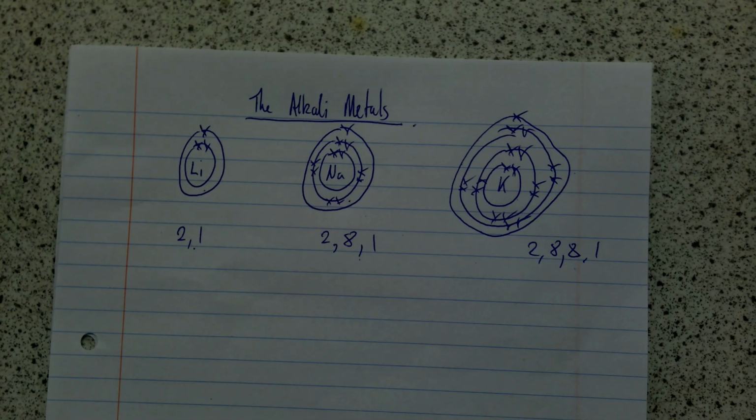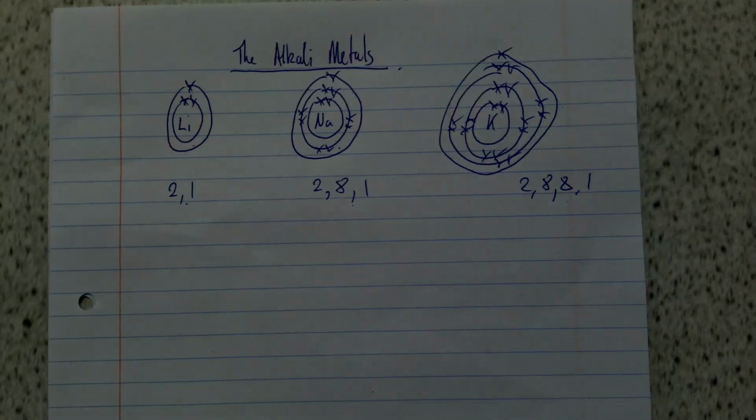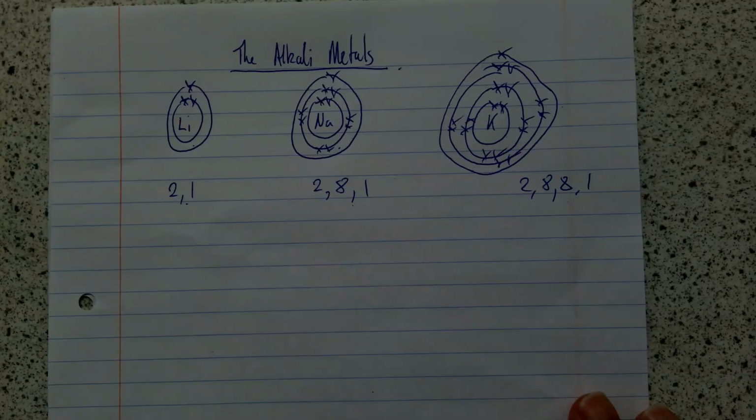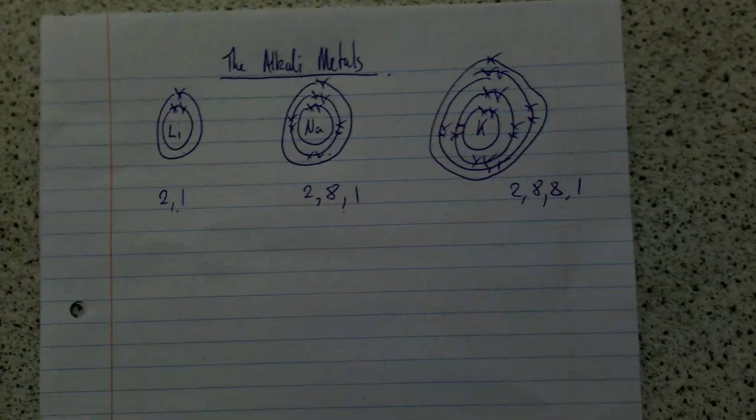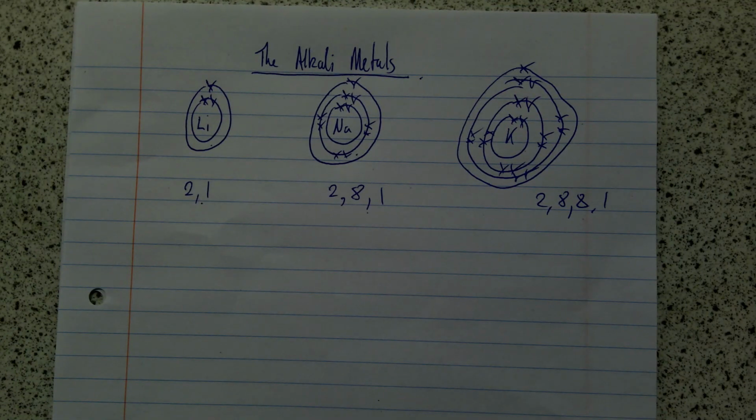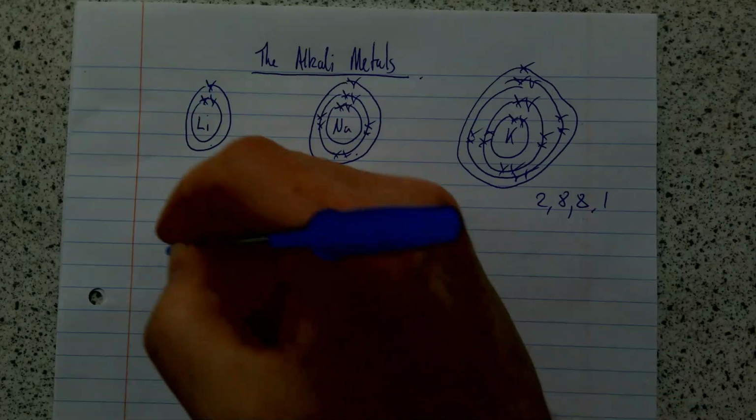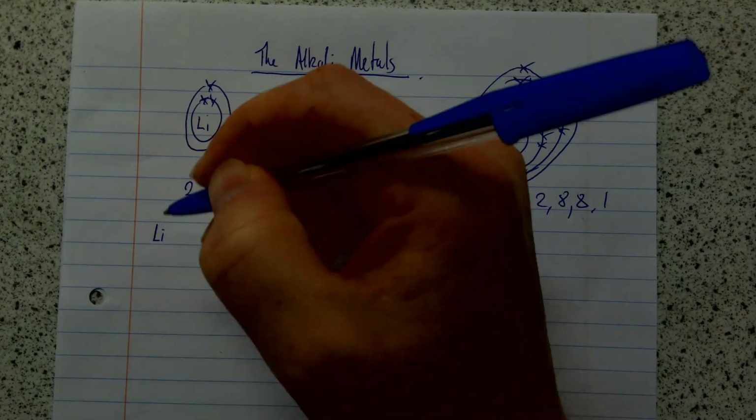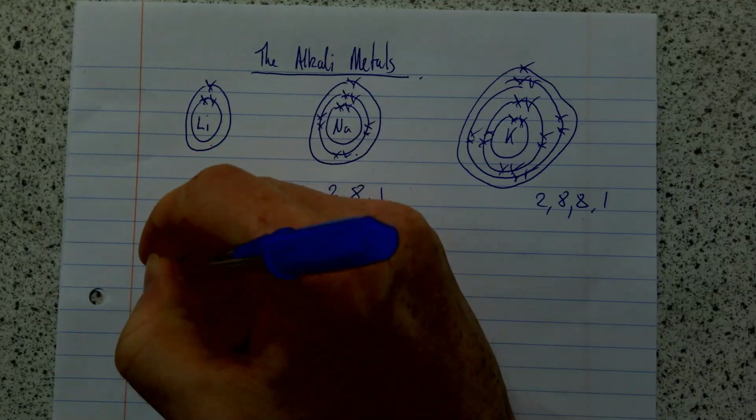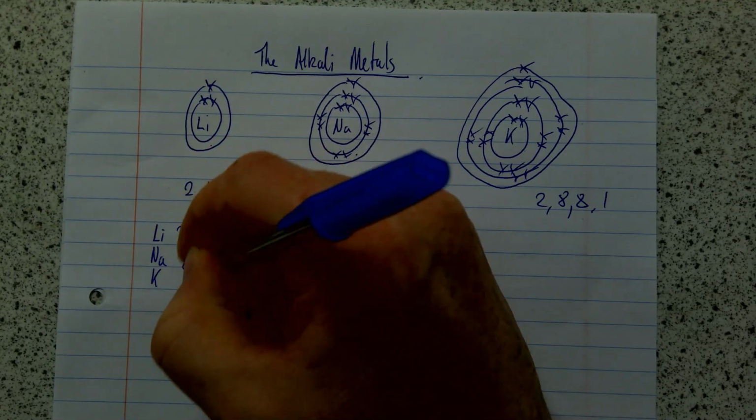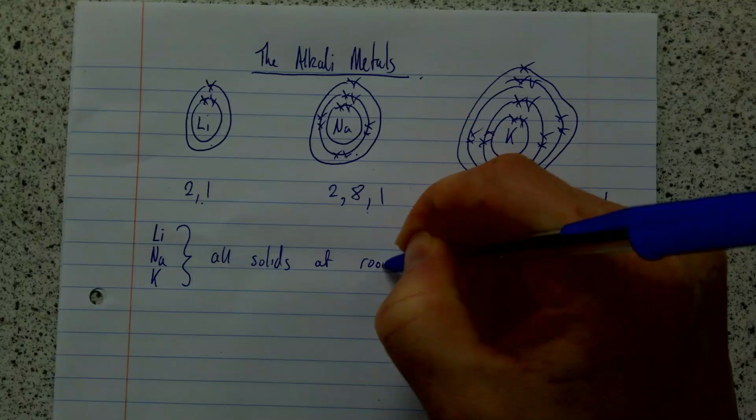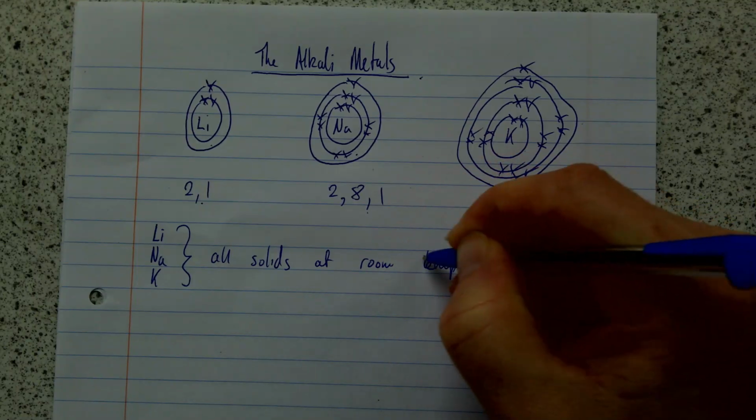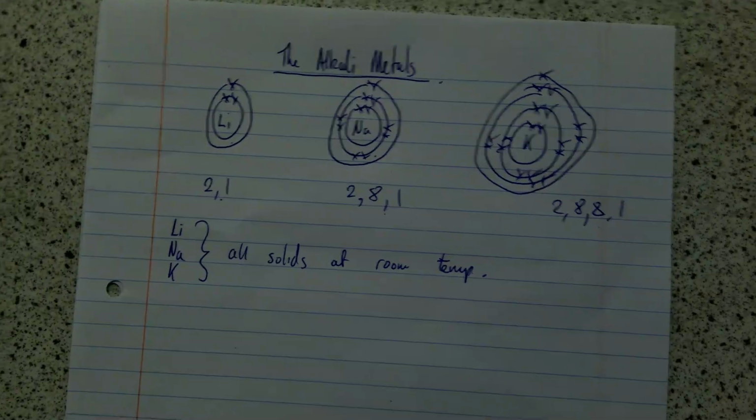Let's do that now. So we just went through looking at all of the demonstrations of lithium, sodium, potassium reacting with initially air, but also water, and we looked at their physical properties too. So let's just go through what we found out there. So lithium and sodium and potassium, one thing that's in common with them is they're all solids at room temperature. Of course, they're metals. The only metal that's not a solid at room temperature is mercury.